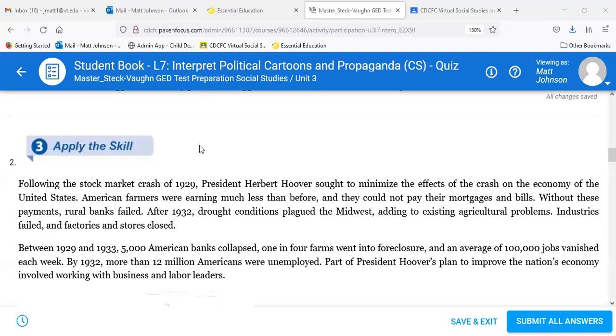Between 1920 and 1933, 5,000 American banks collapsed. 1 in 4 farms went into foreclosure. And an average of 100,000 jobs vanished each week. By 1932, more than 12 million Americans were unemployed. Part of President Hoover's plan to improve the nation's economy involved working with businesses and labor leaders.